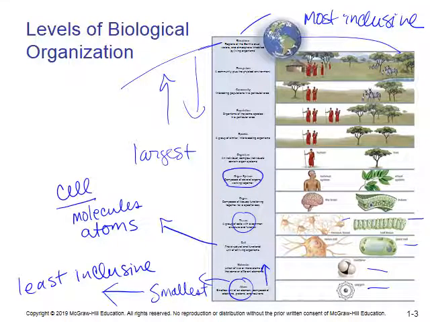an organ system. What do you have to be an organ system? Well, you have to have an organ, you have to have tissue, you have to have cells, you have to have molecules, you have to have atoms. So whatever level you're looking at, everything below has to also be included in that level. So hopefully that made sense.